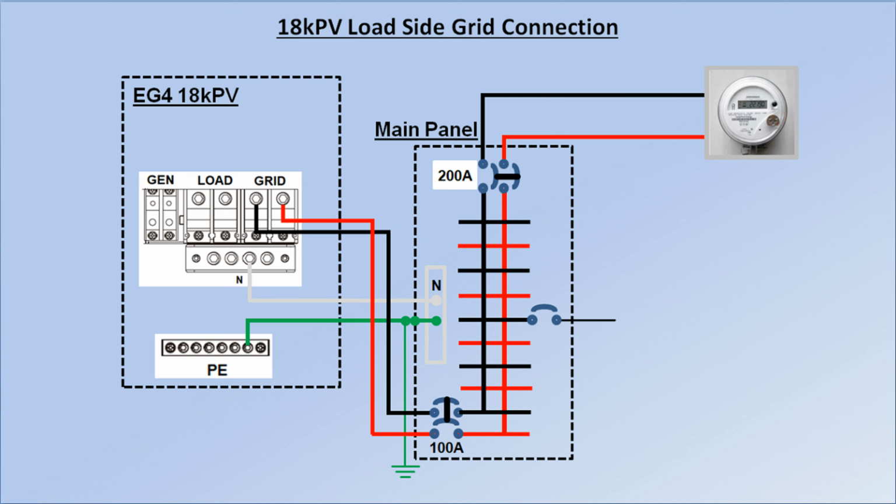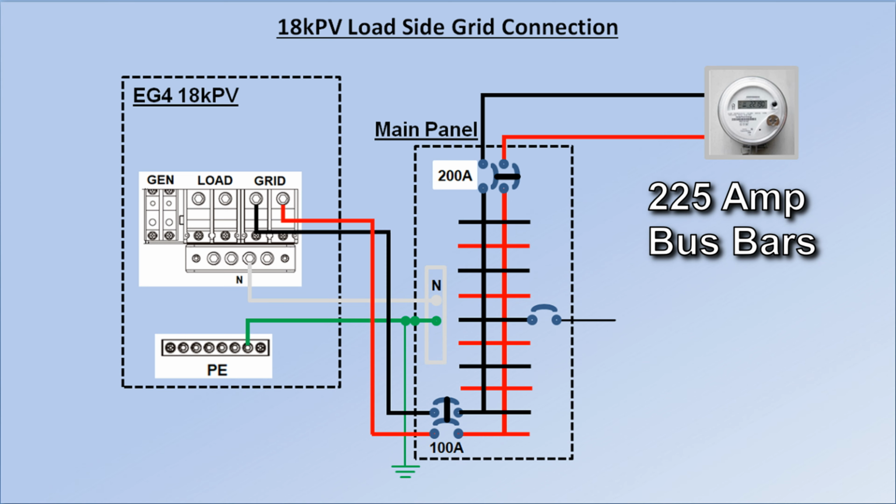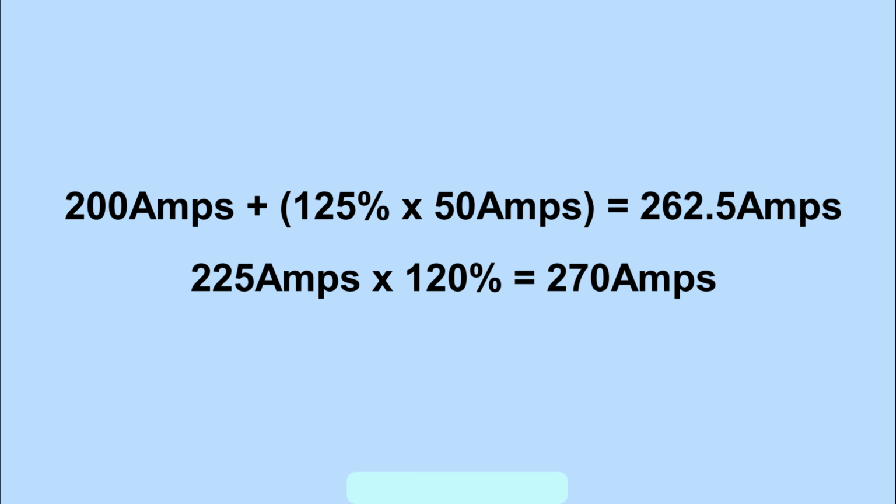So, what can be done to bring this into compliance? One option is to replace the main service panel with one of the available 225 amp load centers, then provide it with a 200 amp main breaker. Because 225 amps times 120% equals 270 amps, which is greater than our 262.5 amp target. So, this will work.